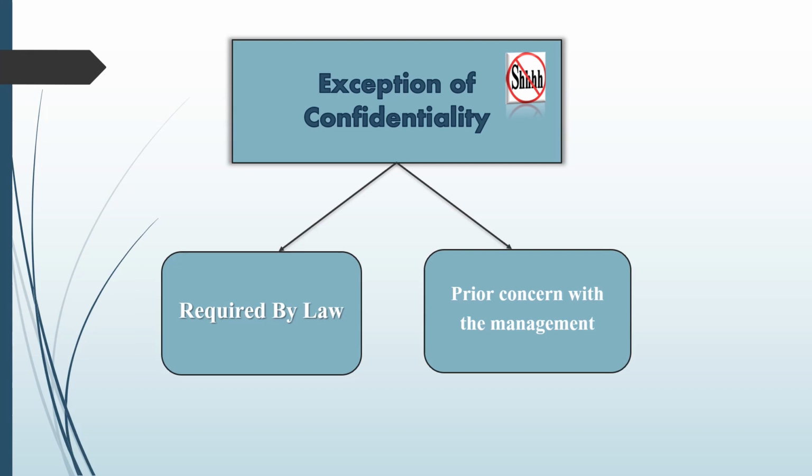The same example. 20 crores का fraud आया. Confidentiality, not to disclose the secrets of the client. So you will not tell anyone regarding this fraud? No. You will tell regarding the 20 crores of fraud. It is required by law. Now what is required by law? It's like under section 143 subsection 12 report to CG about the fraud.